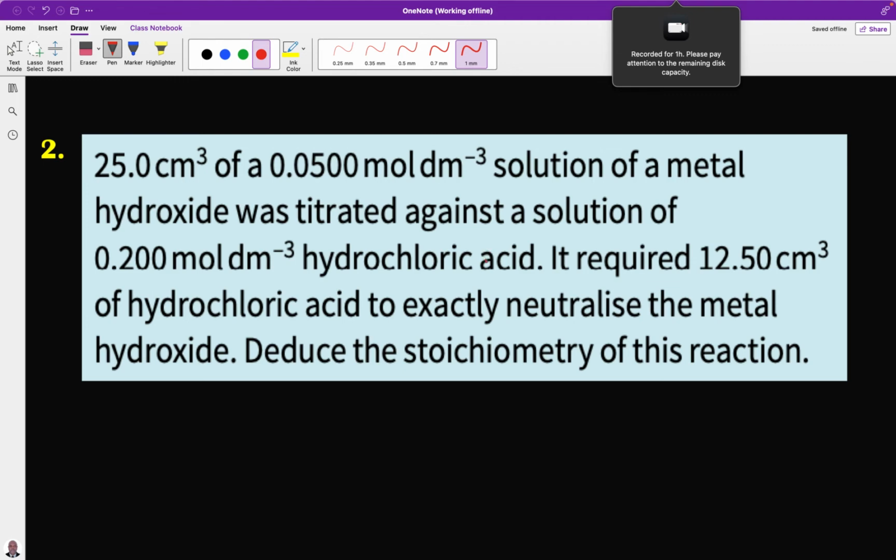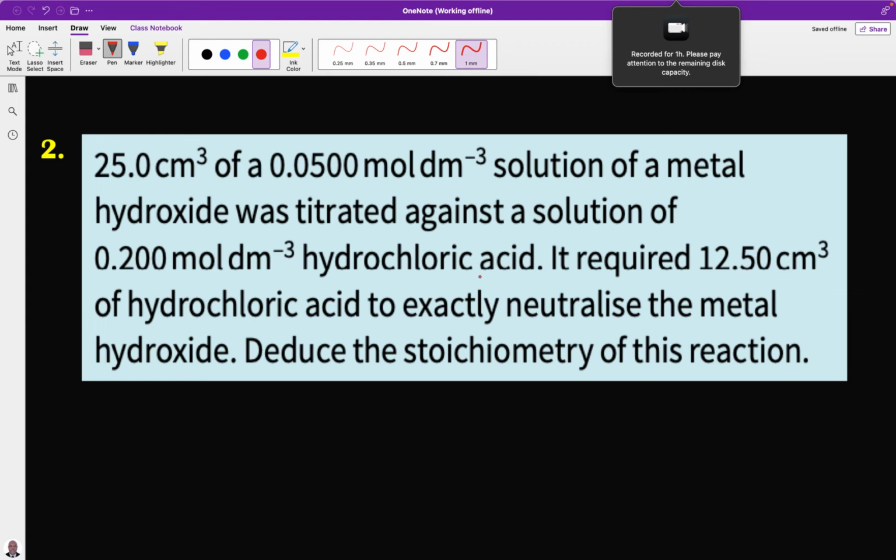25 cm³ of a 0.05 mole per dm³ solution of a metal hydroxide was titrated against a solution of 0.200 mole per dm³ hydrochloric acid. It required 12.5 cm³ of hydrochloric acid to exactly neutralize the metal hydroxide. Deduce, based on your calculation, the stoichiometry of this reaction.